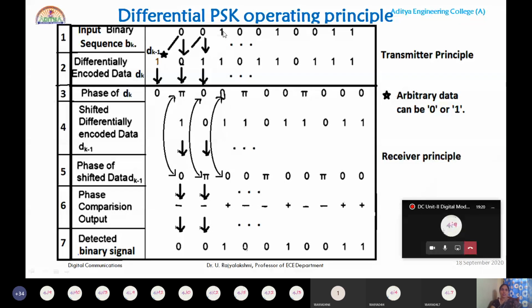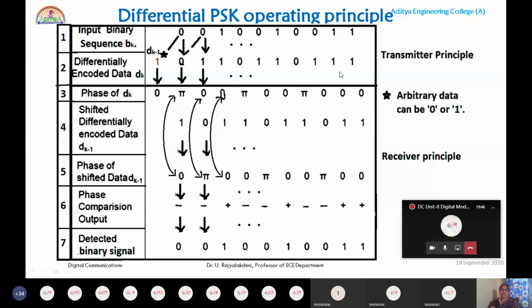Next, 1 is compared with 1, so our output is 1. So the resultant is 0 because same data, there is no phase change. That's why the phase representation is 0 for same inputs, and for different inputs we'll have phase variation as pi. Okay, like that we represent the phase of DK. So this is the transmitter principle.